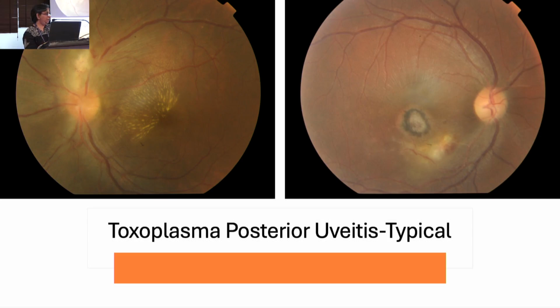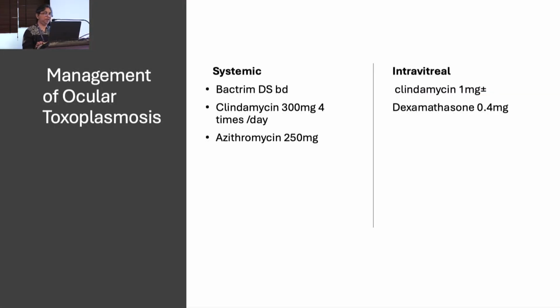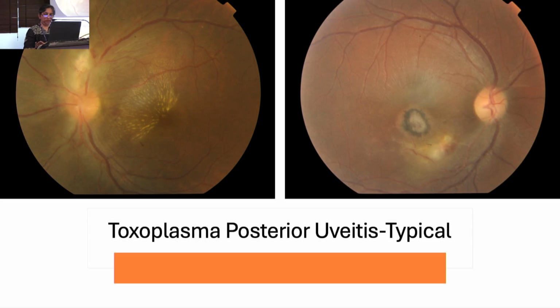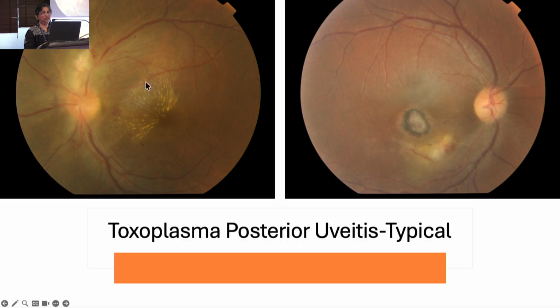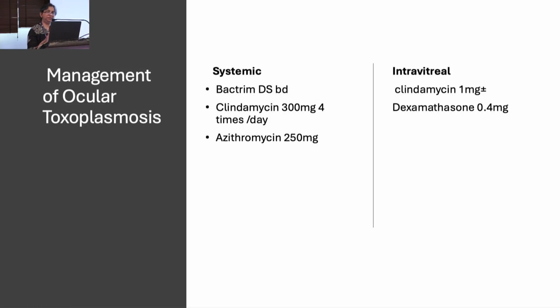I think the infectious posterior uveitis has already been extensively covered. Let's look at the treatment for ocular toxoplasmosis, which can present as either a de novo unifocal retinitis or as a reactivation, like in this case. So you have systemic treatment and you have intravitreal treatment. The intravitreal treatment is now gaining a lot of popularity.